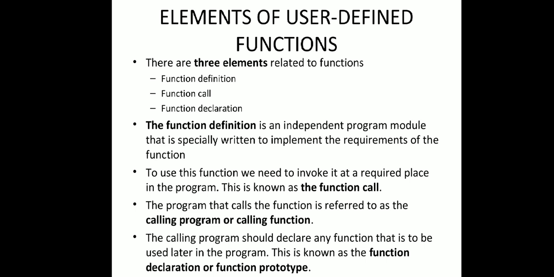So there are three elements related to functions. These three elements are very, very important. The first element is function definition, the second one is function call, and then function declaration. Let's see one by one in detail. The function definition is an independent program module that is specially written to implement the requirements of the function. To use this function, we need to invoke it at a required place in the program. This is known as the function call.